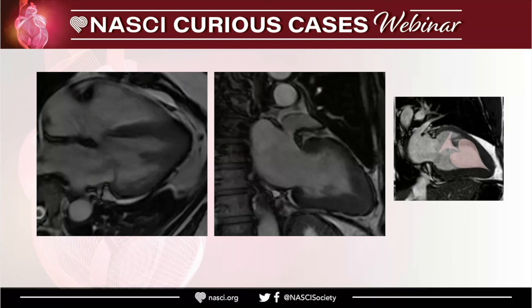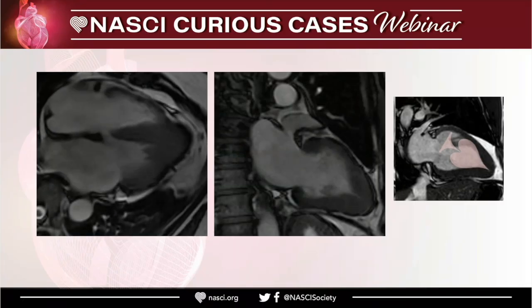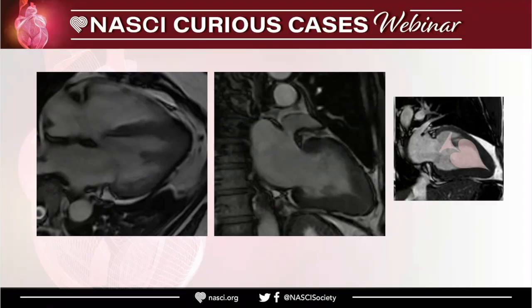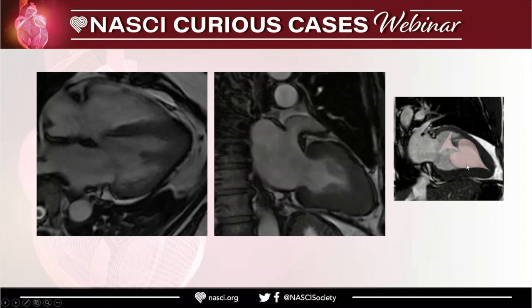So here what we see is a 4-chamber bright blood cine that demonstrates the apical predominant left ventricular hypertrophy, and has a very classic defined configuration, which is known as the spade-like configuration that we see on this 2-chamber view. I have a diagrammatic representation of a spade that fills into the left ventricular cavity, and this does correspond to that shape of a spade. So that's why it's classically described as a spade-like configuration of the left ventricular cavity where the apex is thickened.